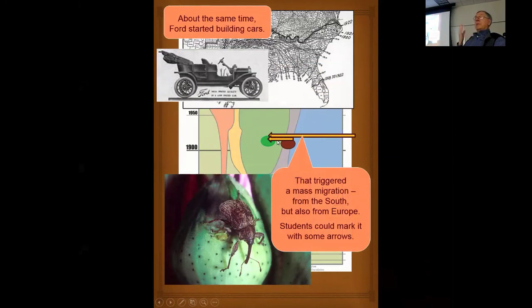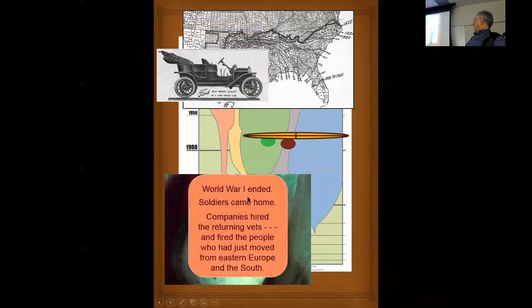And what I'm doing is I'm telling the story, and the student is simply marking the story on the GeoHistoGram to keep track of when and where. You see what I'm doing? World War I shows up, and World War I ends, and 600,000 soldiers come home.